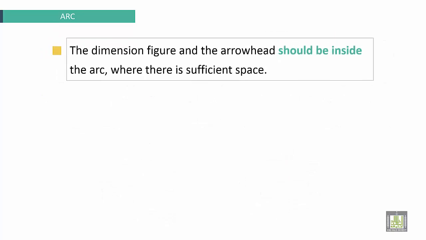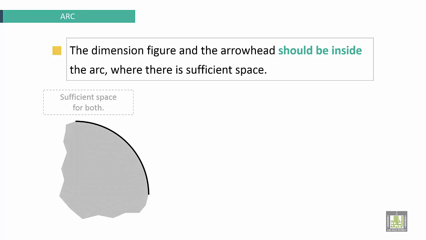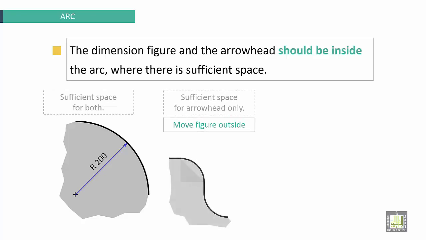The dimension figure and the arrowhead should be inside the arc where there is sufficient space for both. There is the first example here, R200 from the center. Sufficient space for the arrowhead only: move the figure outside.